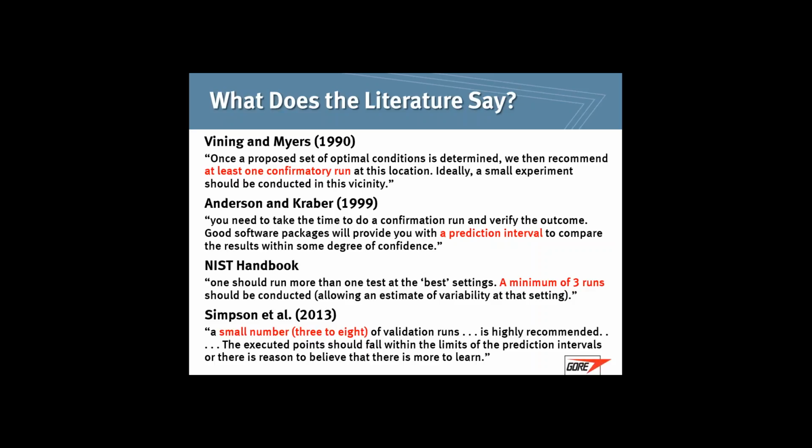And then more recently, Simpson, in a paper in Quality Engineering, talked about taking a small number, 3 to 8, that he called validation runs. For our purposes, they're confirmation runs. And he talked about those points falling within the limits of prediction intervals. That was the closest or most detailed recommendation that I could find. And there are many others out there in the literature that just say a few or one, with little elaboration on that.